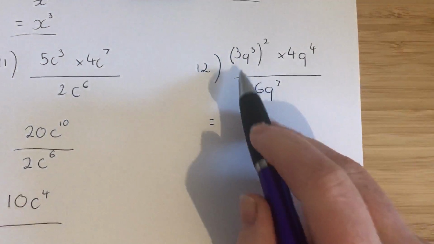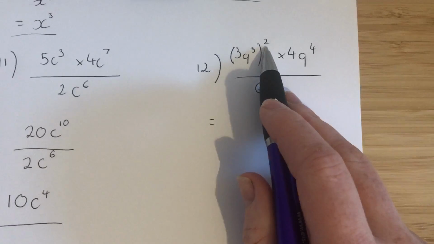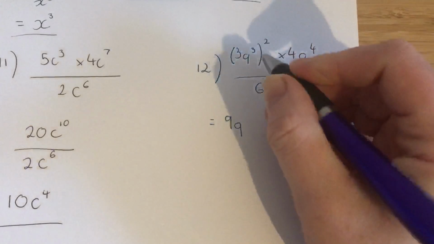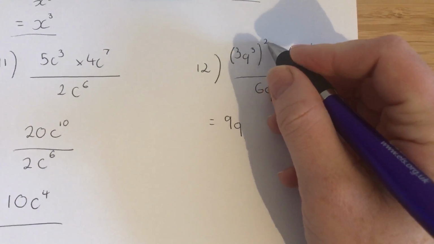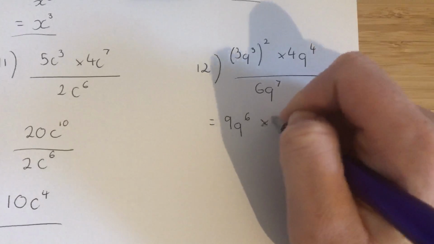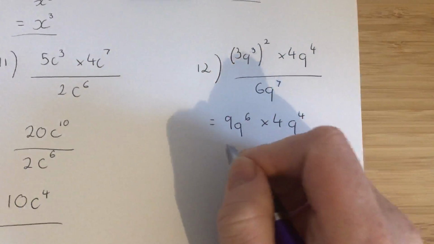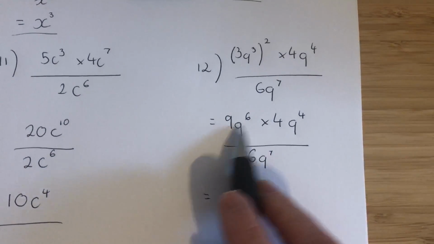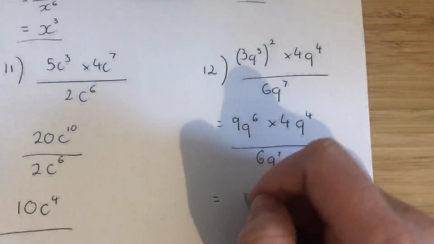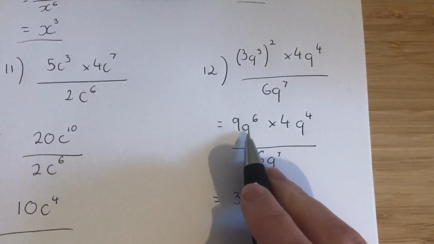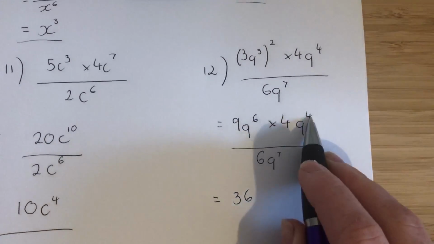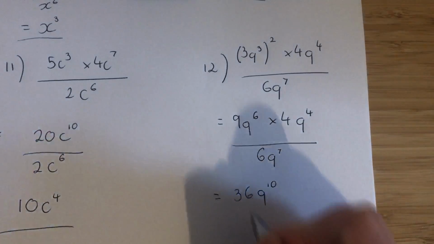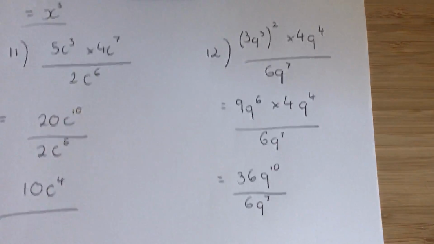So we have 3q cubed all squared. So we're going to square the 3, that's 9. Q, power to a power, multiply the powers. 3 times 2 is 6. So 6 times 4, q to the power of 4 over 6q to the power of 7. So now that numerator, 9 times 4, so we've got 36. Q to the power of 6 times q to the power of 4. We're timesing, so therefore we're adding the powers. Q to the power of 10 over 6q to the power of 7.